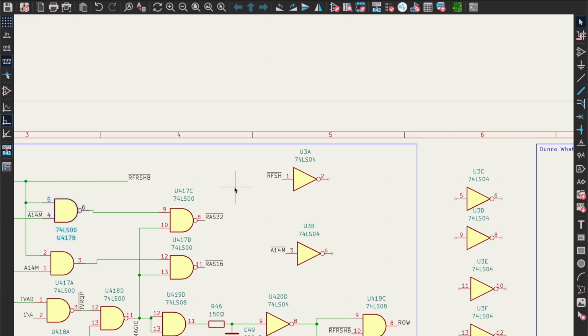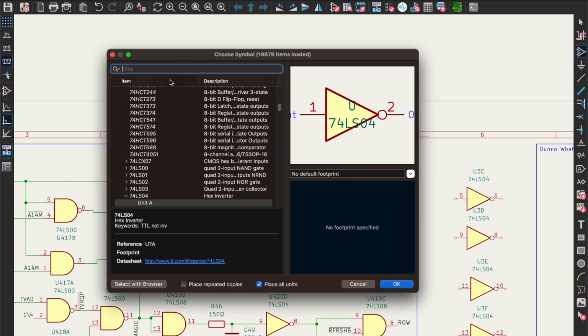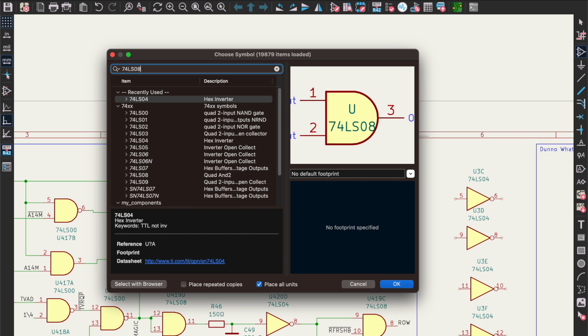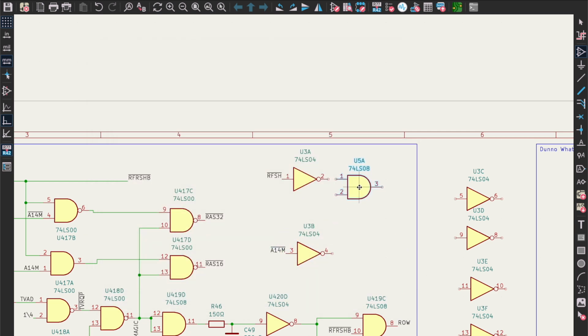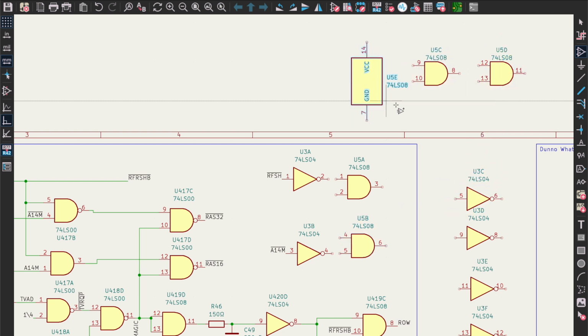I'm reusing an existing schematic, which I'm very grateful for, but it's got a couple of errors on it. Looks like that's one, or that might be my error. Anyway, all right. Sem4 LS08 quad and 2. That's what I want. Stick one there, and then stick the spares over here.